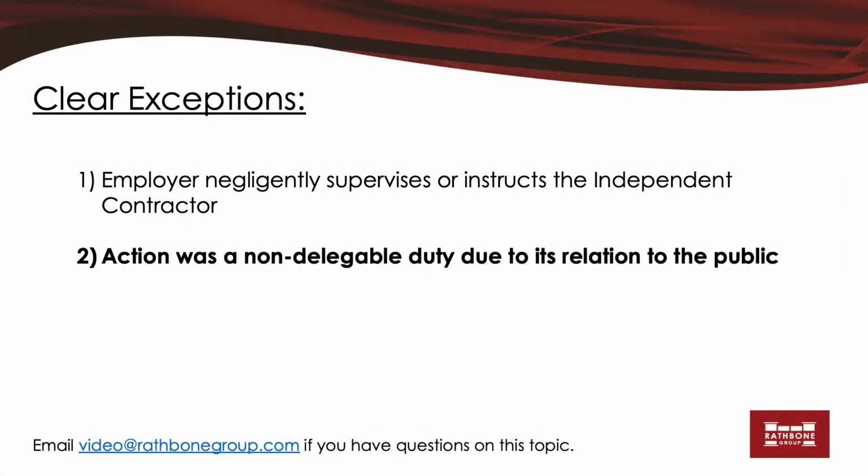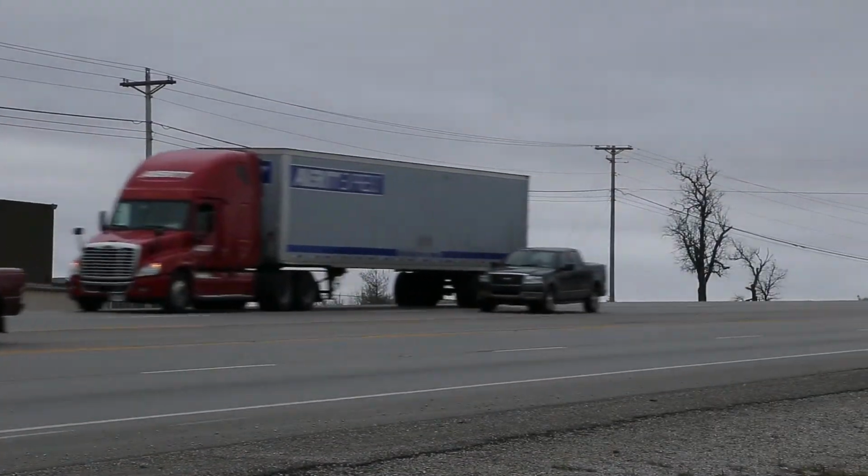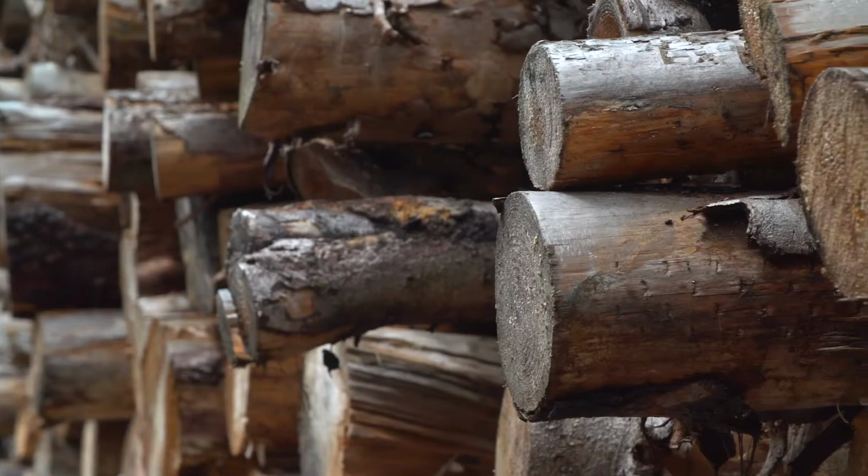Another circumstance is where the action of the independent contractor is a non-delegable duty in relation to the public. An example of this would be a trucker driving along the highway transporting large logs that weren't properly secured. The fact that they weren't properly secured by the contractor doesn't prevent the employer from also being held liable, because there is a non-delegable duty to keep the public safe when completing that action. So in those circumstances, the employer and the independent contractor would be held liable for the independent contractor's actions.